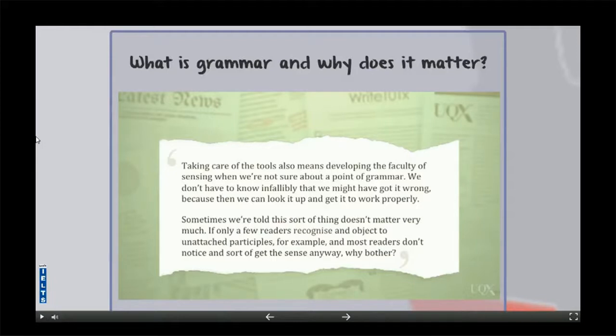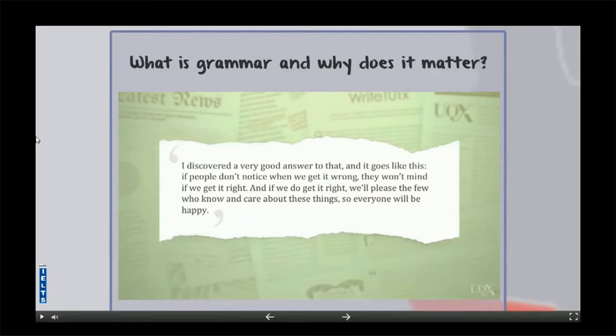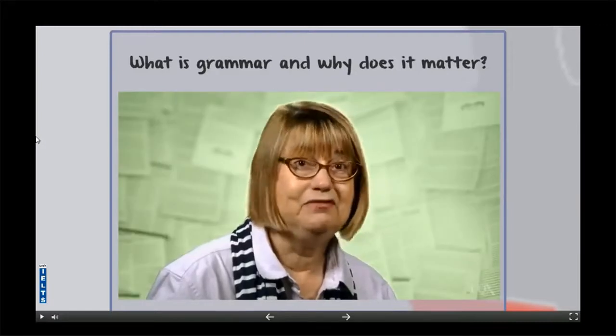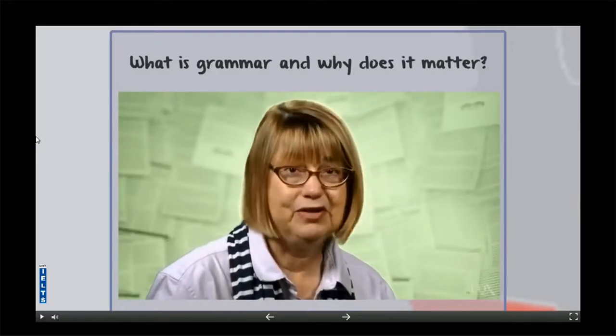Sometimes we're told that this sort of thing doesn't matter very much. If only a few readers recognise and object to unattached participles, for example, and most readers don't notice and sort of get the sense anyway, why bother? I discovered a very good answer to that, and it goes like this. If people don't notice when we get it wrong, they won't mind if we get it right. And if we do get it right, we'll please the few who know and care about these things, so everyone will be happy.